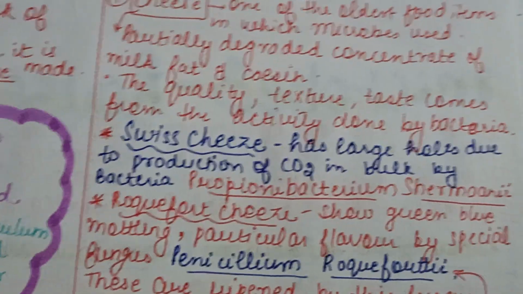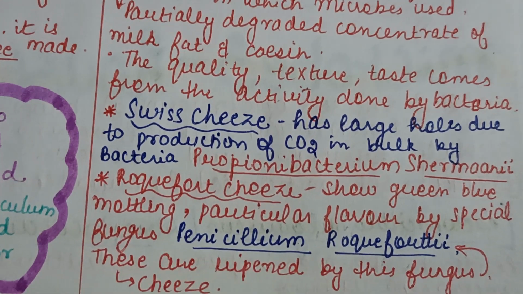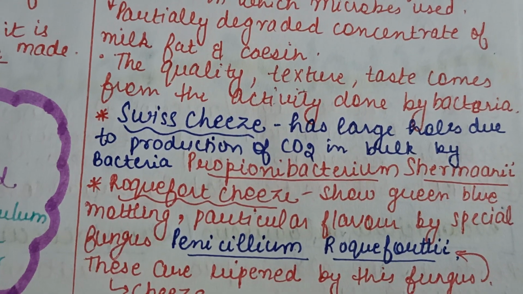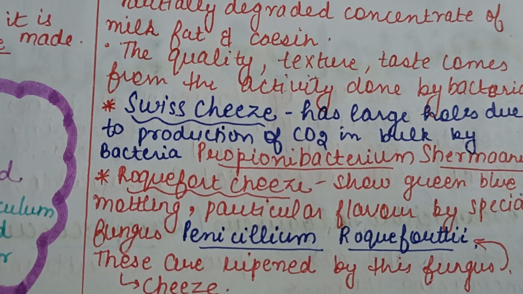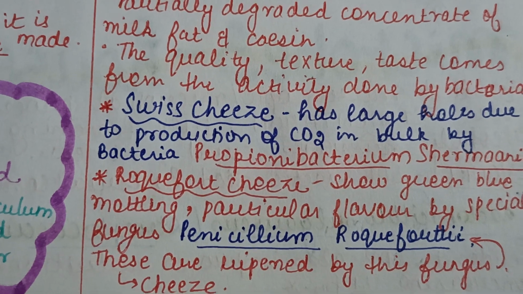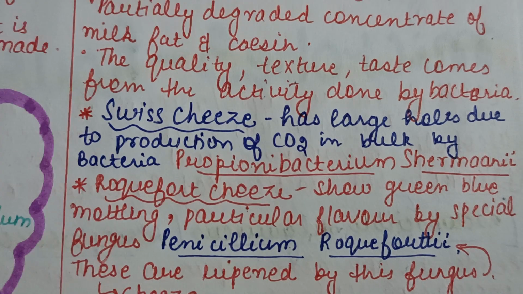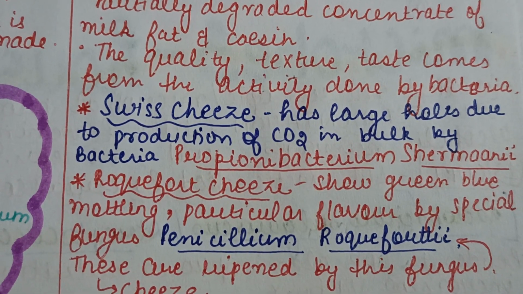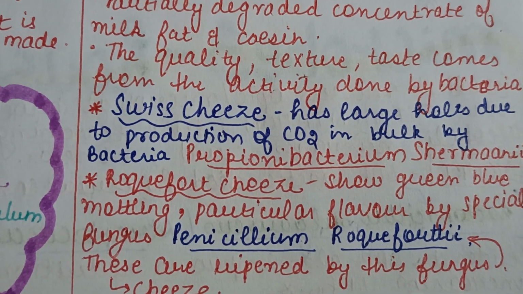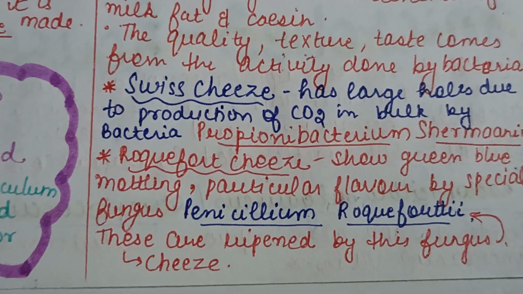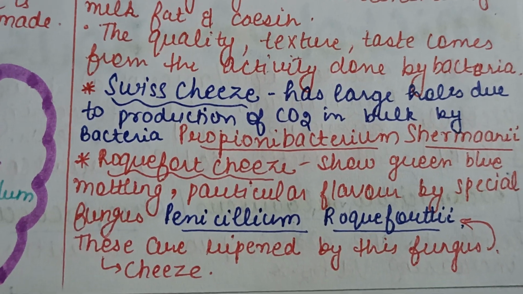Then the next topic is Swiss cheese. It has large holes due to the production of CO2 in bulk, and the bacterium of Swiss cheese formation you have to learn is Propionibacterium shermanii. It can be asked in board exam questions also. It is really important to memorize the name of the Swiss cheese bacteria.